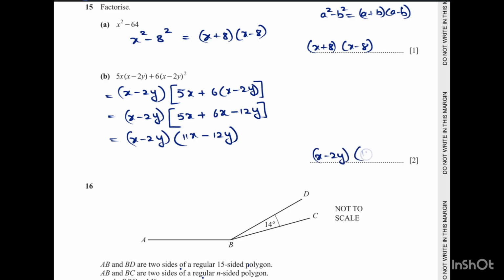So our factorization is done within 2 to 3 steps, and it is 2 marks. According to marks, this is enough for you. No need to go for the long method. Now question number 16.